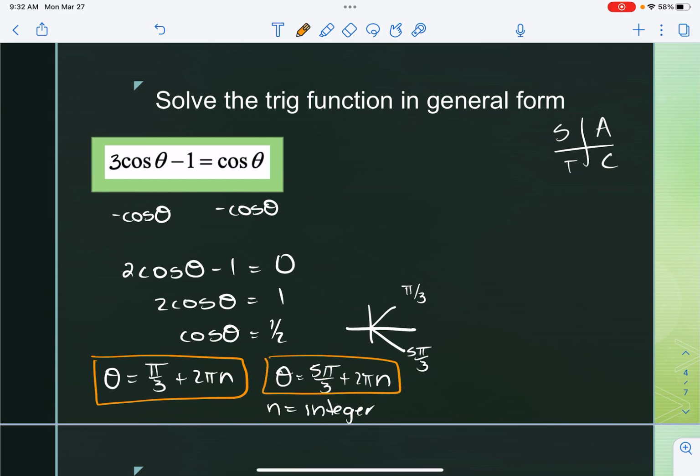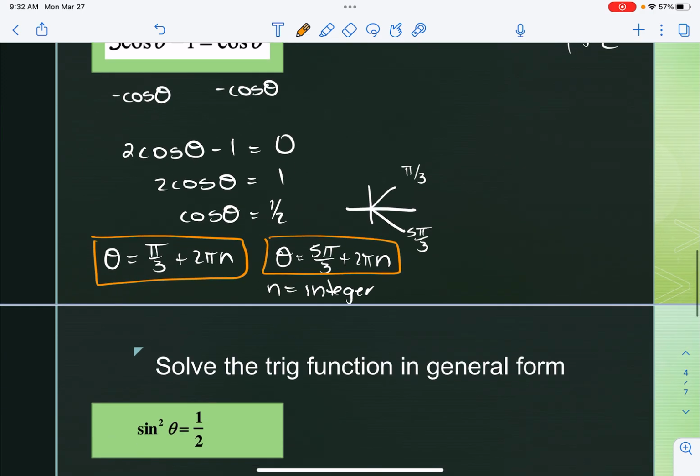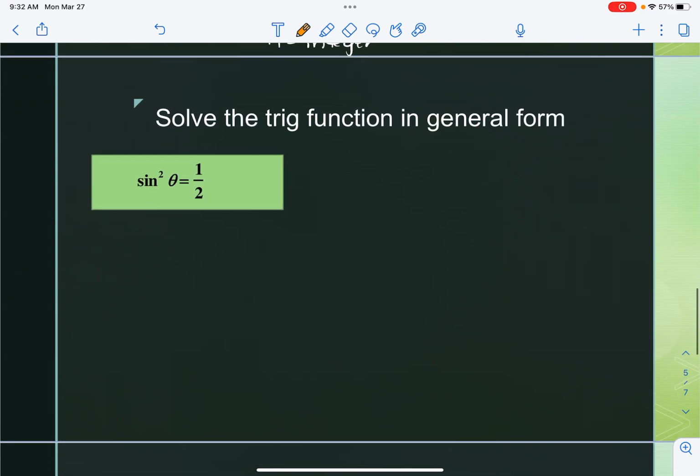And when I add the 2 pi n, it will give me all of the angles, not just the ones that are on the first revolution. Okay, let's look at the next one here.